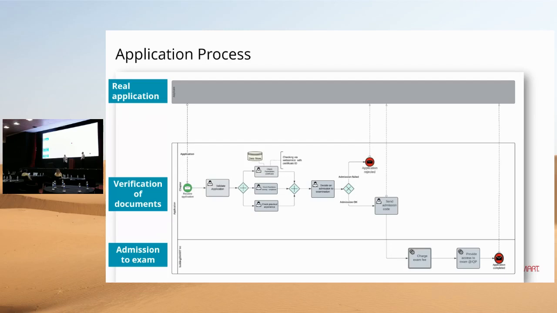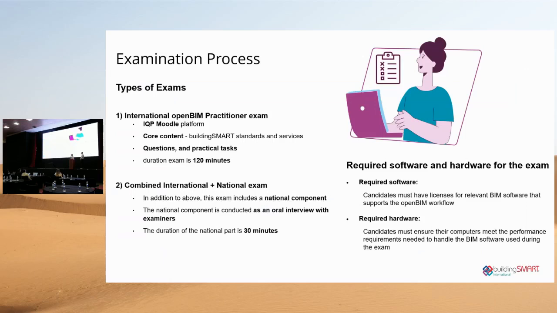So if the purchase is successful, so it's complete, then this code will bring the person directly to the IQP platform, the examination platform. And then the examination process. Actually, there are two types of exams. If we stay with the core content, it's the international exam. If a local chapter wants to extend that, you have the extra possibility of an extra half-hour exam. So there are two types of choices.